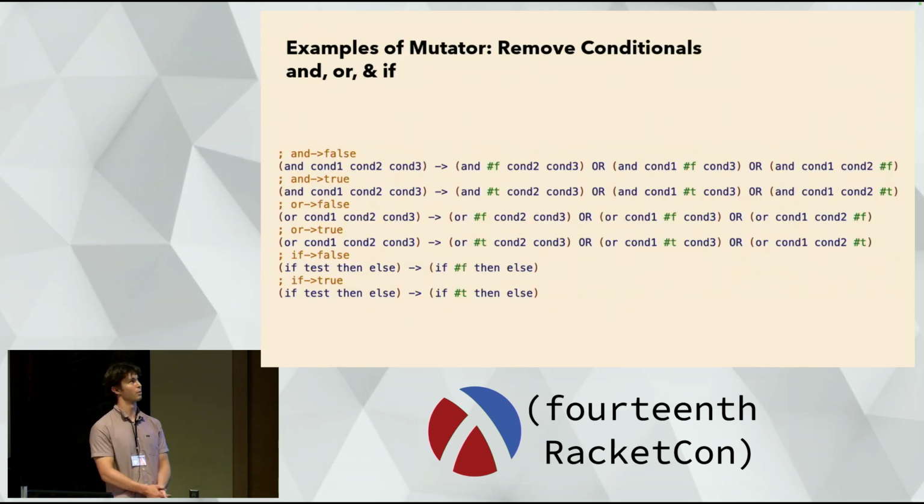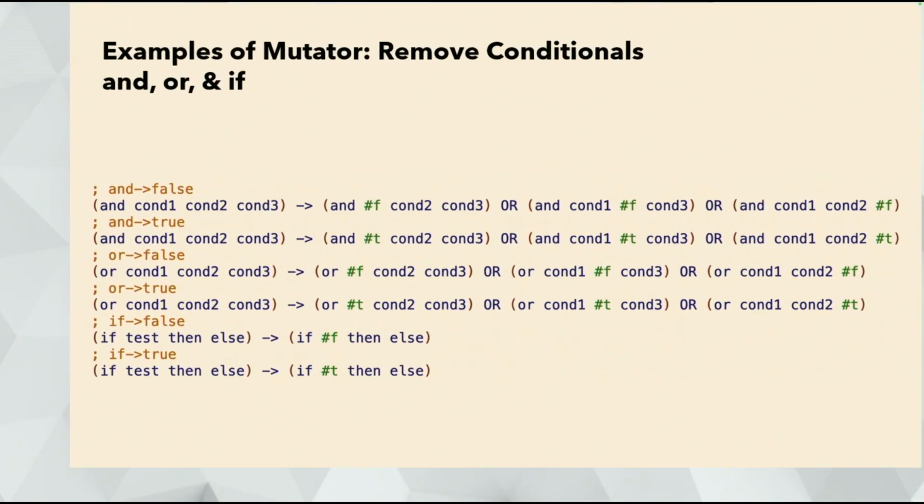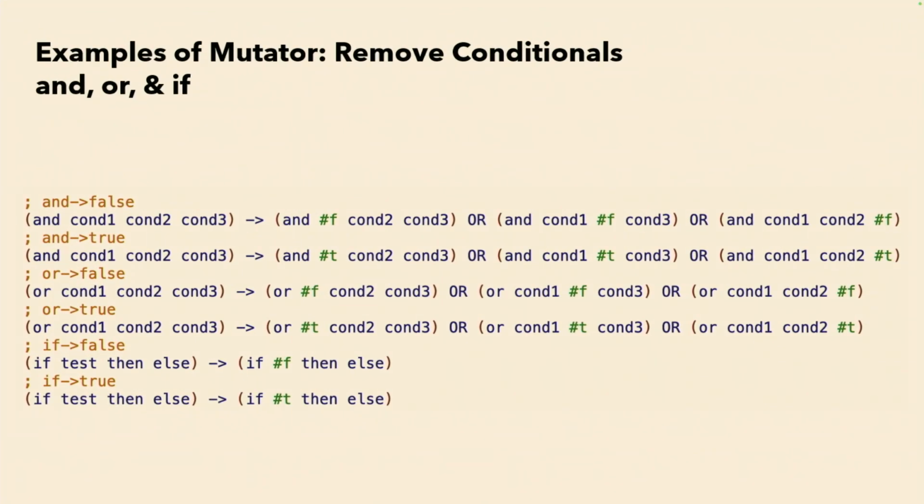I've talked about it a lot, but I want to give you an example of remove conditionals. It operates on these Boolean statements. For example, it will mutate an AND statement. If you have 3 conditionals, the AND to false mutator at least will insert a false at every possible location it could. So an AND with 3 conditionals nested within it will generate 3 mutants, and a false will go every place it could.